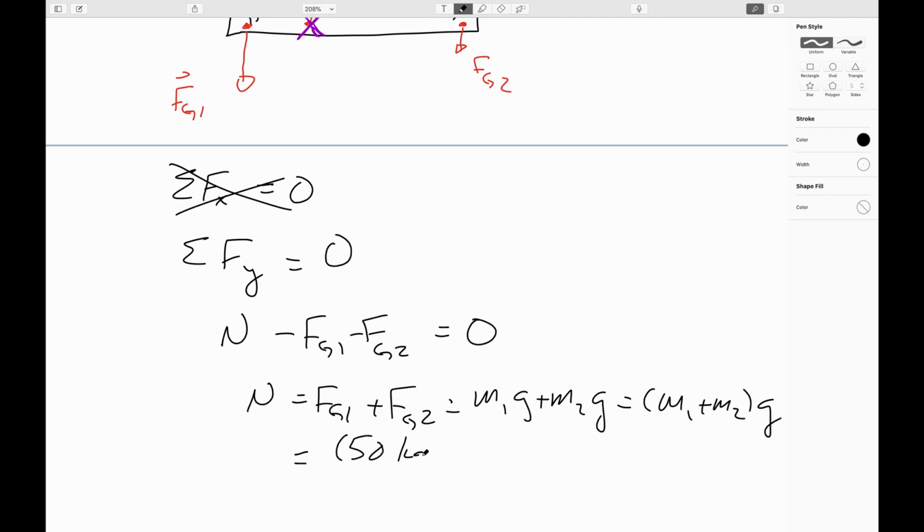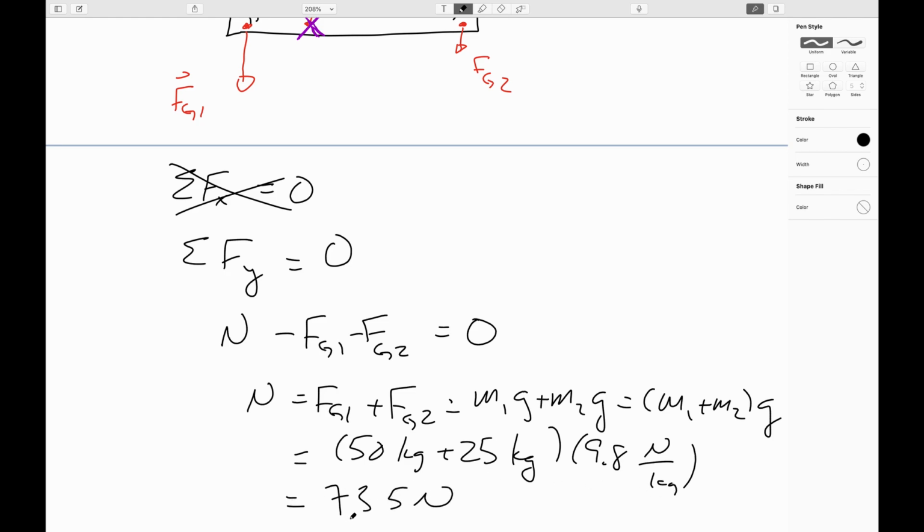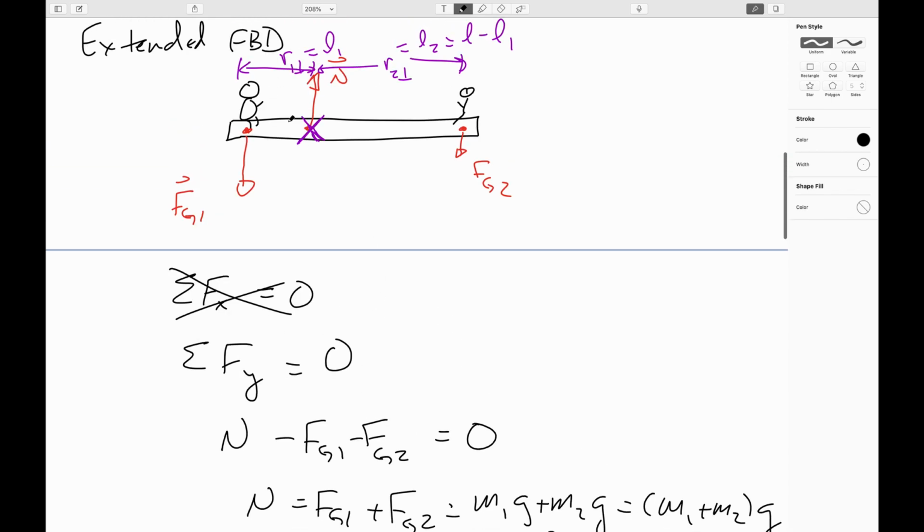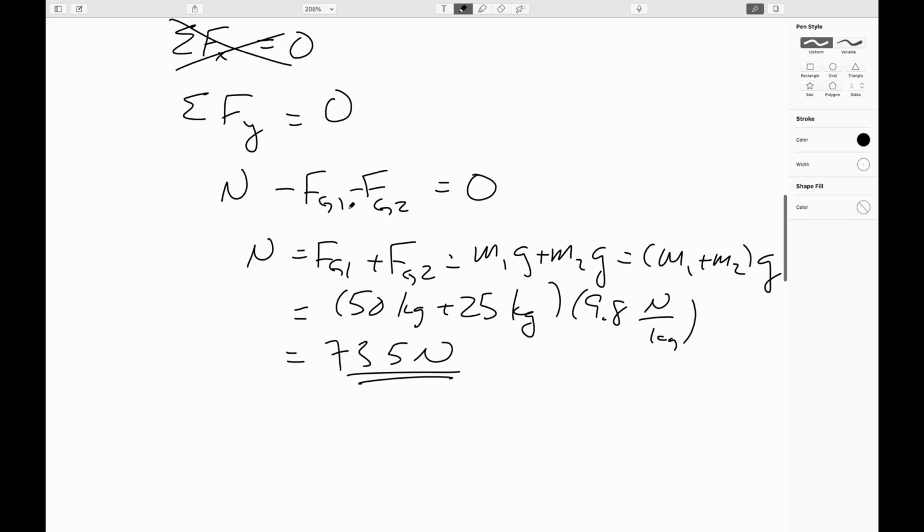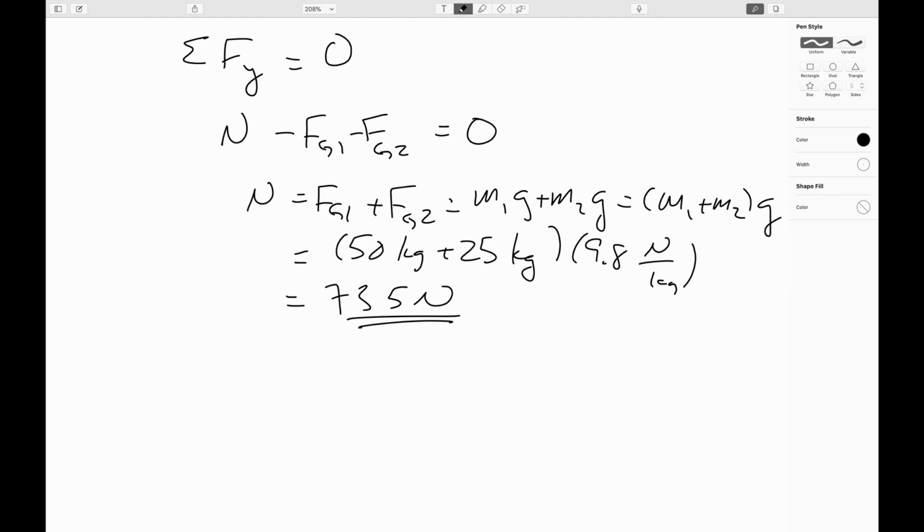50 kilograms for the big kid, 25 kilograms for the small kid, 9.8 newtons per kilogram. You get 735 newtons. So the fulcrum has to push up with 735 newtons of force to keep the teeter-totter from crashing through it. All right.